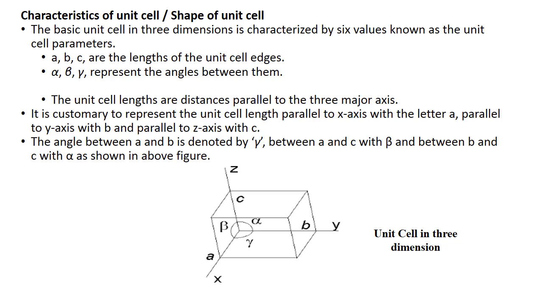The angle between the B and C cell lengths is alpha, beta is between A and C cell lengths, and gamma is between A and B cell lengths. This is the unit cell in 3-dimensional space.